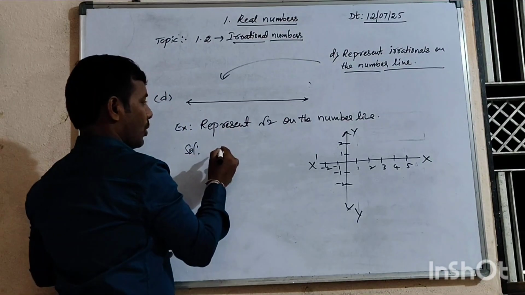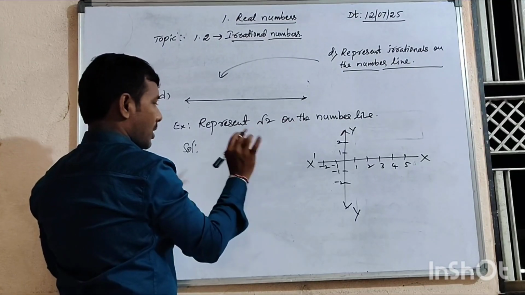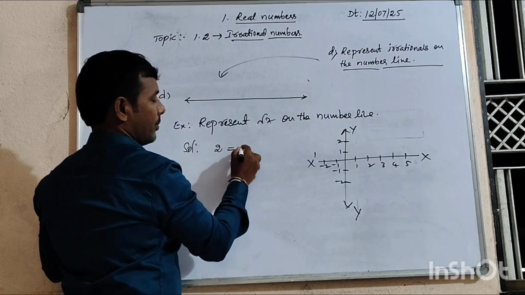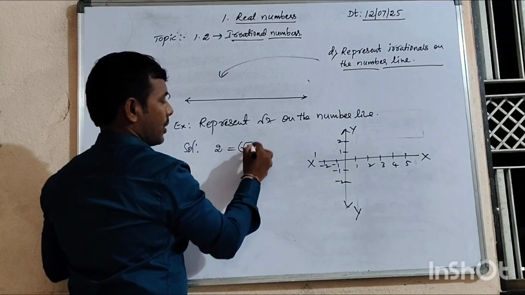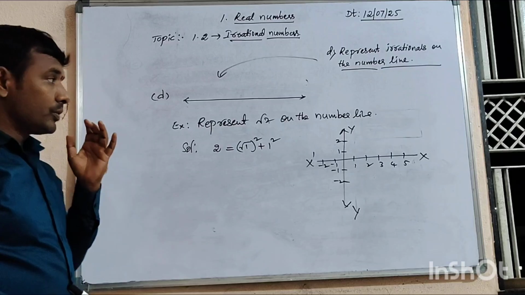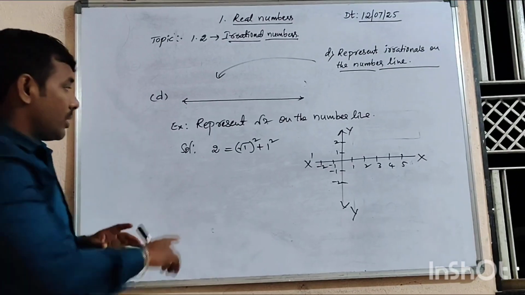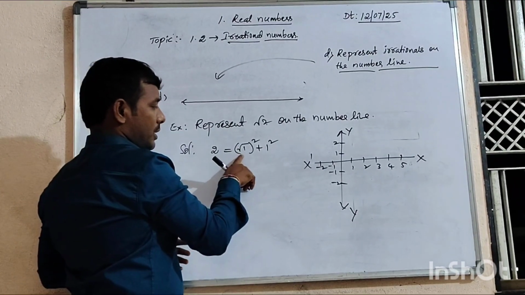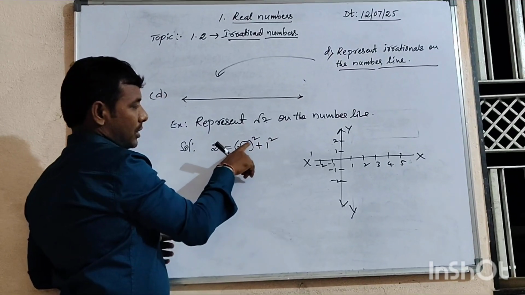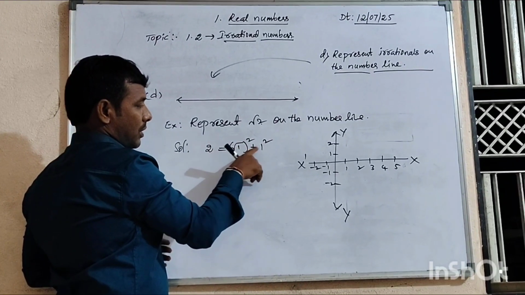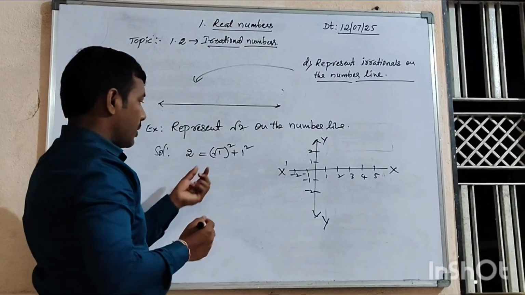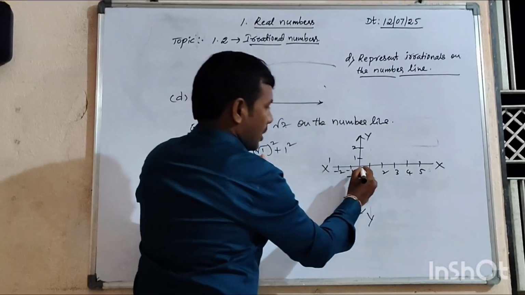Before representing root 2 on the number line, let us think about this 2. 2 can be written as root 1 whole square plus 1 square. I think you got it. I wrote 2 like this: root 1 whole square plus 1 square. Any mistake in this? Square root cancels, the answer is 1. 1 square is 1. 1 plus 1 is 2 only, no?